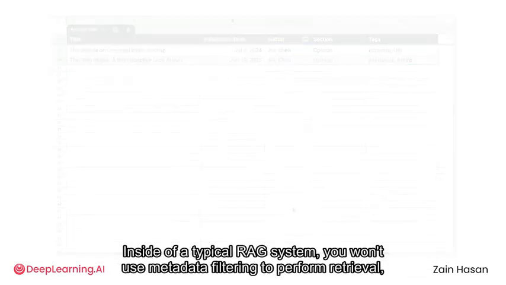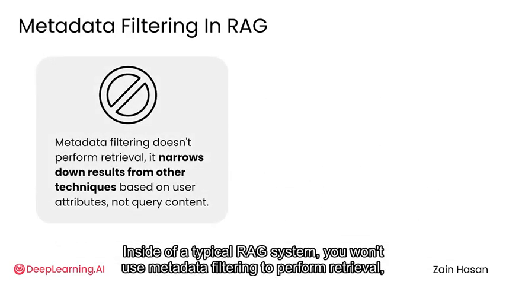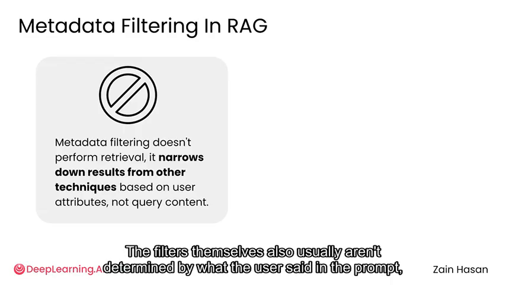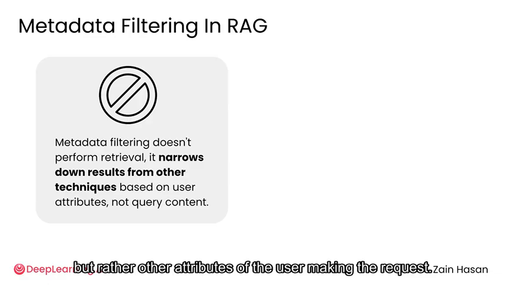You're just using a strict set of criteria to determine which members of a larger collection of data you want to use. Inside of a typical RAG system, you won't use metadata filtering to perform retrieval, but rather to help narrow down results returned by other retrieval techniques. The filters themselves also usually aren't determined by what the user said in the prompt, but rather other attributes of the user making the request.